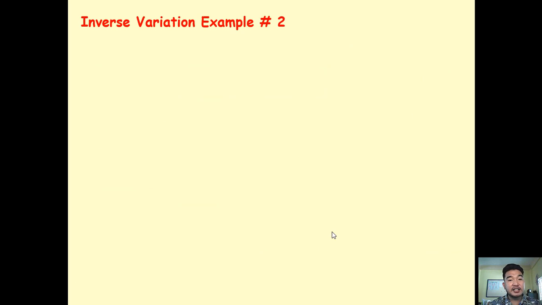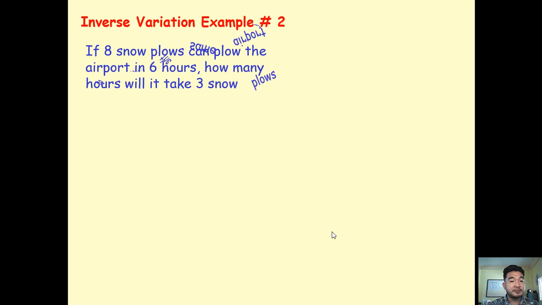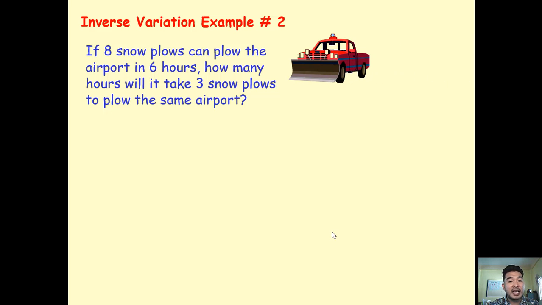Okay, let us have another example on inverse variation. This is the second example. If 8 snowplows can plow the airport in 6 hours, how many hours will it take 3 snowplows to plow the same airport? So merong snowplow. 8 snowplows can plow the airport in 6 hours.